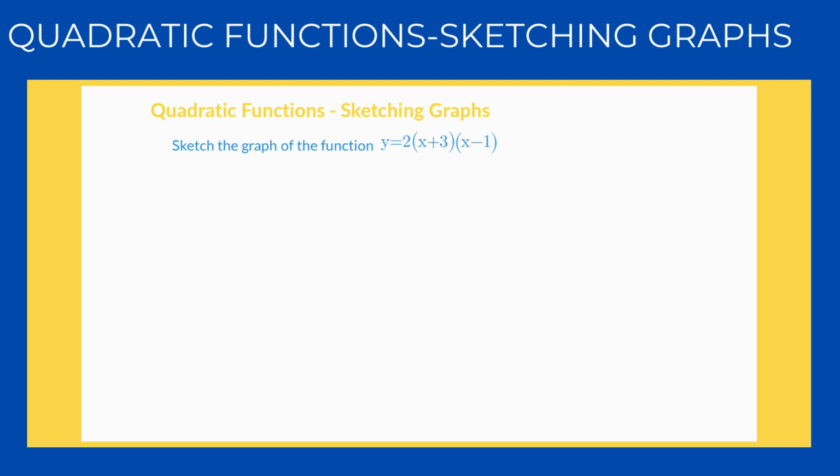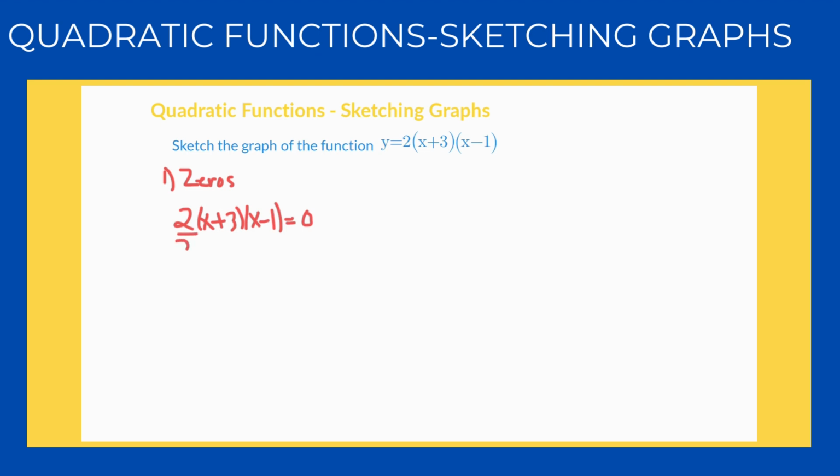The zeros or the roots are the points where the graph cuts the x-axis, or where the y value is 0. So the first step is to find the zeros. To find the zeros, we need to equate the function to 0 because the y value here is 0. So I will get 2 times (x plus 3) times (x minus 1), and that is equal to 0 because the y value is 0.